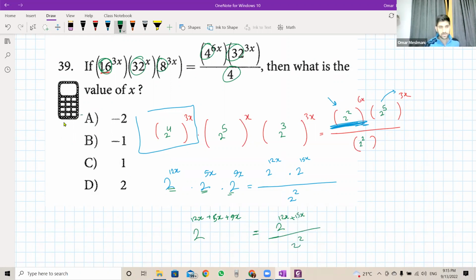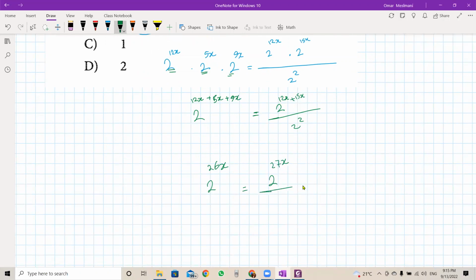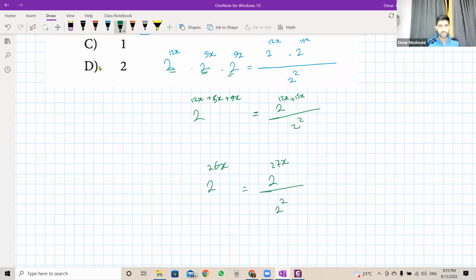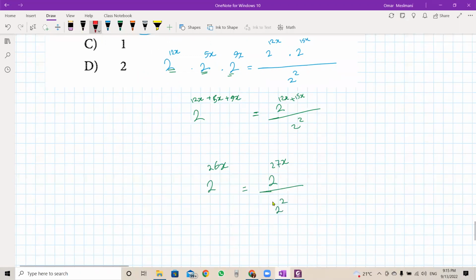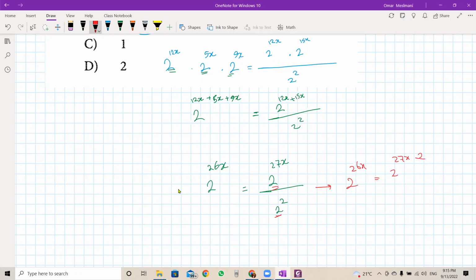Now, can you add, please, anyone, 12 with 15? It's 27x. All over 2 power 2, right or not? If you have the same base with minus, it's 25. Minus. So it's going to be 2 power 26x equals 2 power 27x minus 2. But you cannot subtract.